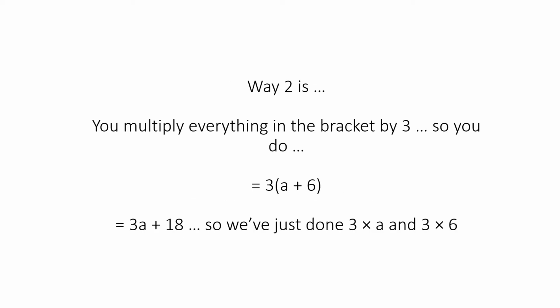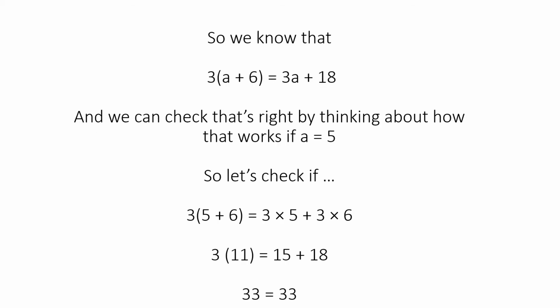So way 1 really doesn't work. But way 2 does, you multiply everything in the bracket by 3. So you do 3 bracket a plus 6 bracket is the same as 3 times a, which makes 3a, and 3 times 6, which makes 18. So again, you've taken the 3 and multiplied each thing in the bracket by 3. So you've multiplied the a by 3 to get 3a, and you've multiplied the 6 by 3 to get 18.